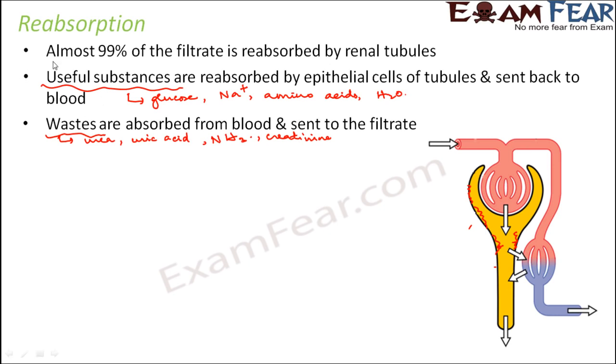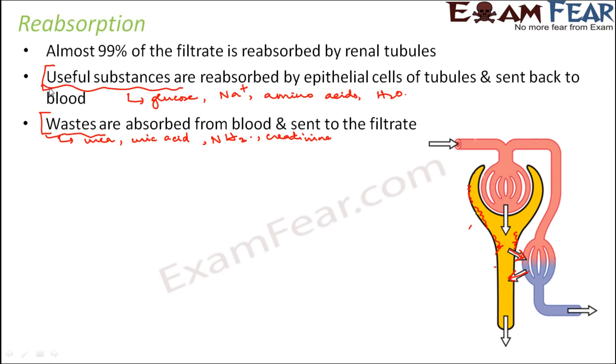Now the question is how the reabsorption happens, how the useful substances are reabsorbed, and how the wastes are taken from the blood and sent to the filtrate. Here you can see the useful substances are taken from the filtrate and sent to the blood. These are the blood capillaries, the red and blue ones. The useful substances are sent to the blood, whereas the waste materials are taken from the blood and sent to the filtrate. These waste materials can be urea, uric acid, NH3. Now how does this transportation happen?